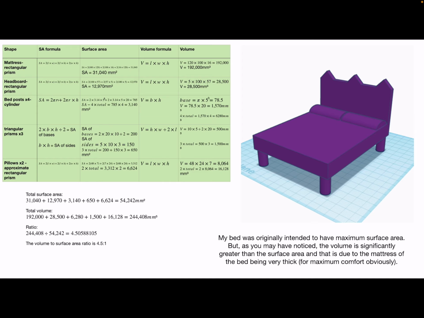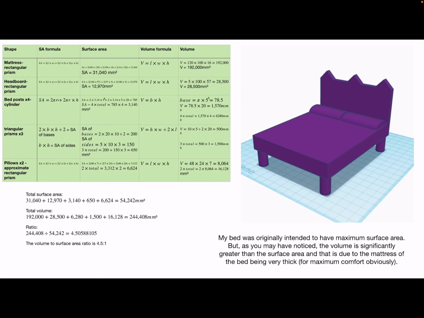The surface area formula I used for the triangular prisms was 2 times base times height divided by 2 for the surface area of the bases, plus base times height for the surface area of the sides. And I had to times that by 3 because there are 3 triangular prisms, and I ended up with 650 millimeters squared. And for the volume formula, I used height times width divided by 2 times length, and then times 3 again, because there are 3 of them. I ended up with 1,500 millimeters cubed.